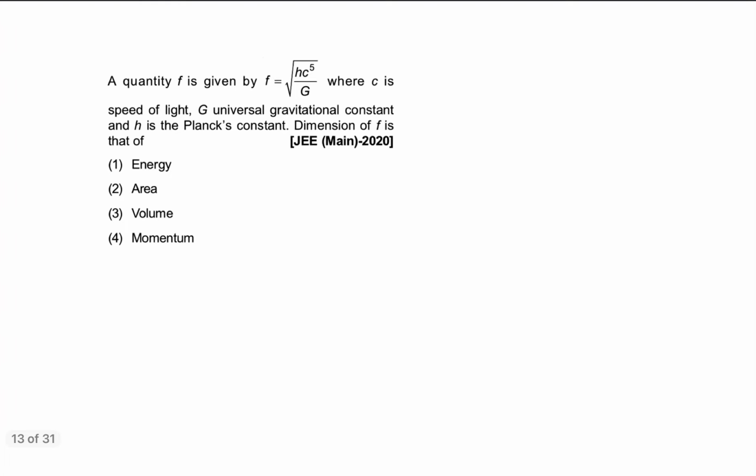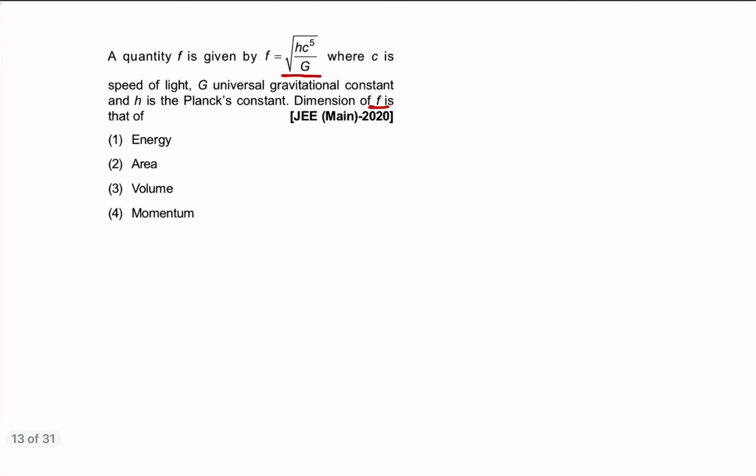Okay. Next one, you observe this. A quantity f is given by f is equal to under root of h c to the power of 5 by g, where c is the speed of light, g is the universal gravitational constant, h is the Planck's constant. Dimension of f is equal to which of the following? They have not given the quantity name of f here, so you need to calculate it. First, what is the dimension of h?